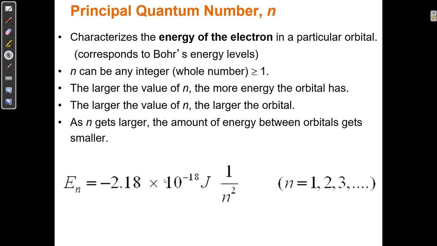So the principal quantum number characterizes the energy of the electron in a particular orbital. N can be any integer equal to or greater than 1. The larger the value of n, the more energy the orbital has. The larger the value of n, the larger the orbital, meaning that it has a greater radius. As n gets larger, the amount of energy between the orbitals gets smaller. And we've seen this already in a plot of the energy of the orbitals of hydrogen.